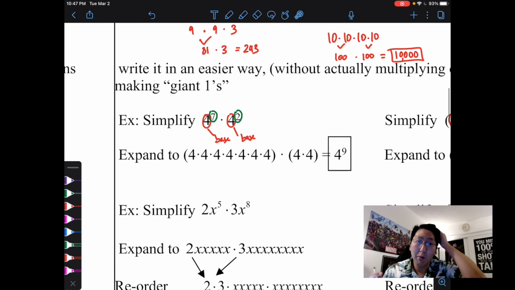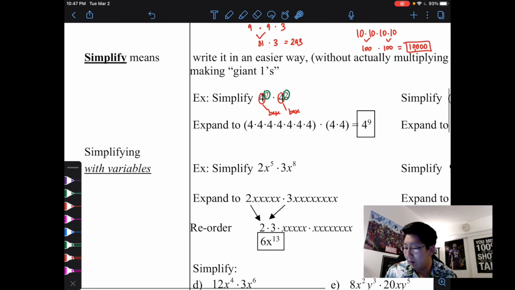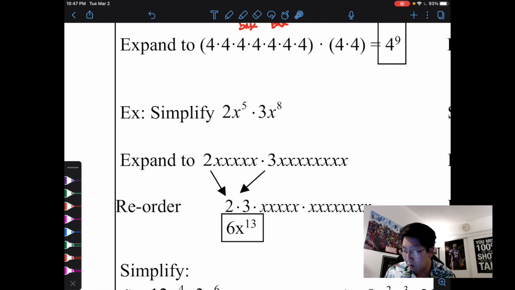But the reason why I'm talking about simplifying in this way, taking this and simplifying it, is because when we have variables, the idea is still the same. So wait up, give me 1 second. I'm going to pause this. I'm going to come right back.